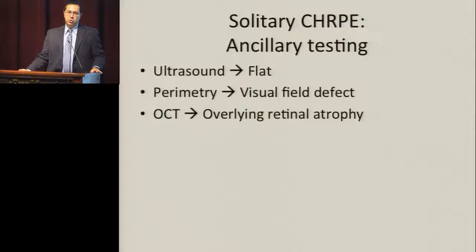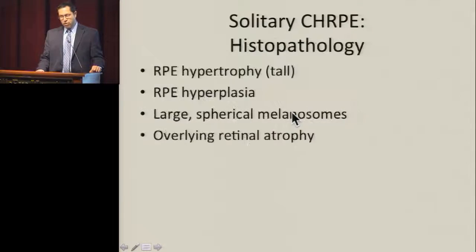The testing that we do on ultrasound confirms that it's flat. If you do visual field examination, you can see a defect which corresponds to the location of that CHRPE. On OCT, you will see overlying retinal atrophy. The outer retina becomes atrophic in this condition.